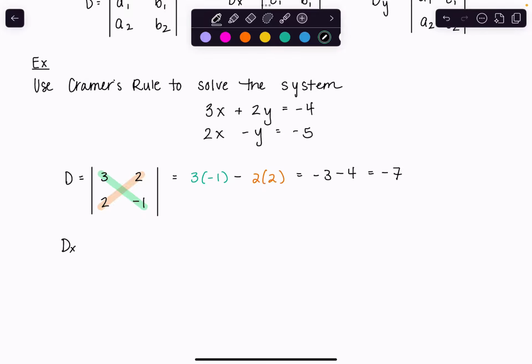Now to find D sub x, again, it's going to be a 2 by 2 determinant. The y coordinates stay untouched, but instead of x, I replace it by these constants. So negative 4 and negative 5. And then we go ahead and take the product, and hopefully at this stage you don't need me to write all of that out, but that would be positive 4 minus negative 10.